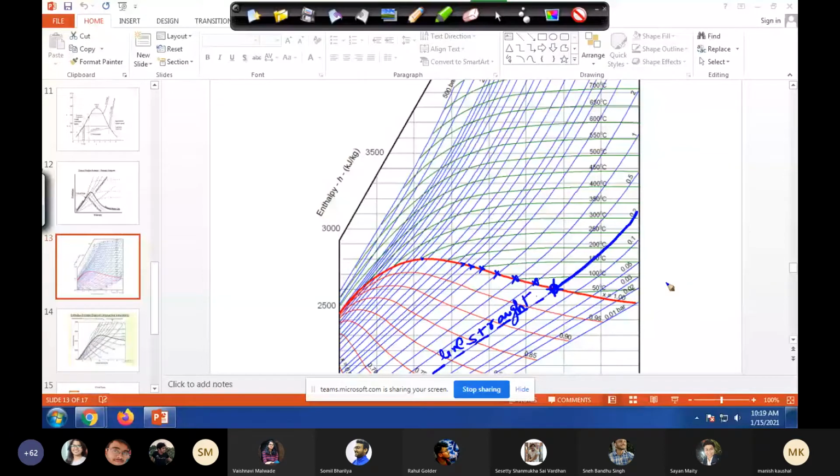So we have created this, let's say, constant pressure line. Now we come to the constant temperature line, which I already discussed with Rahul, as he asked. So I will tell it again.